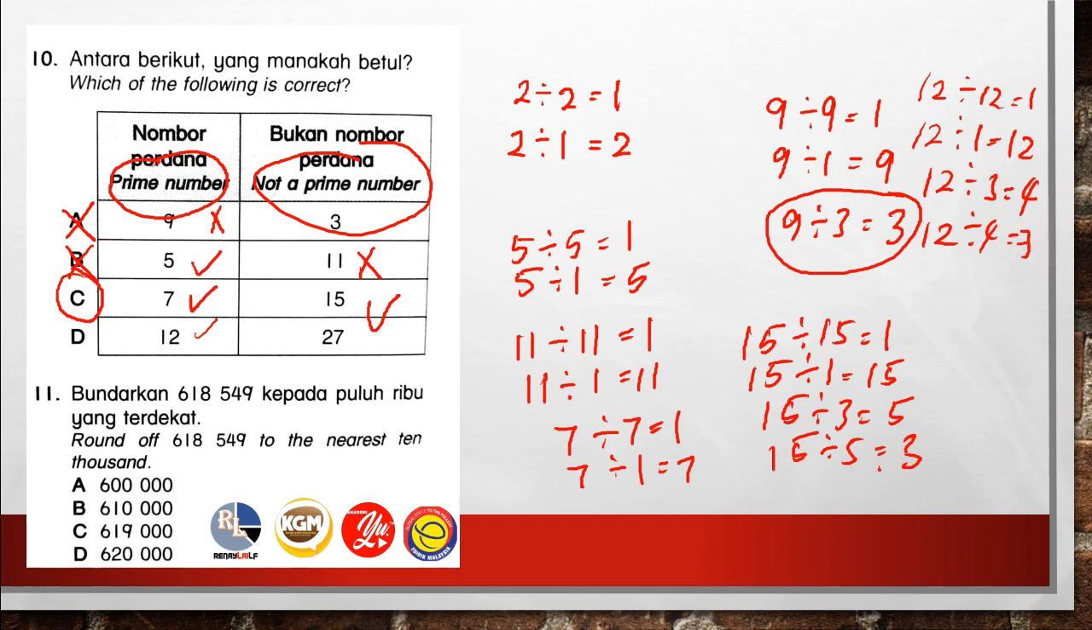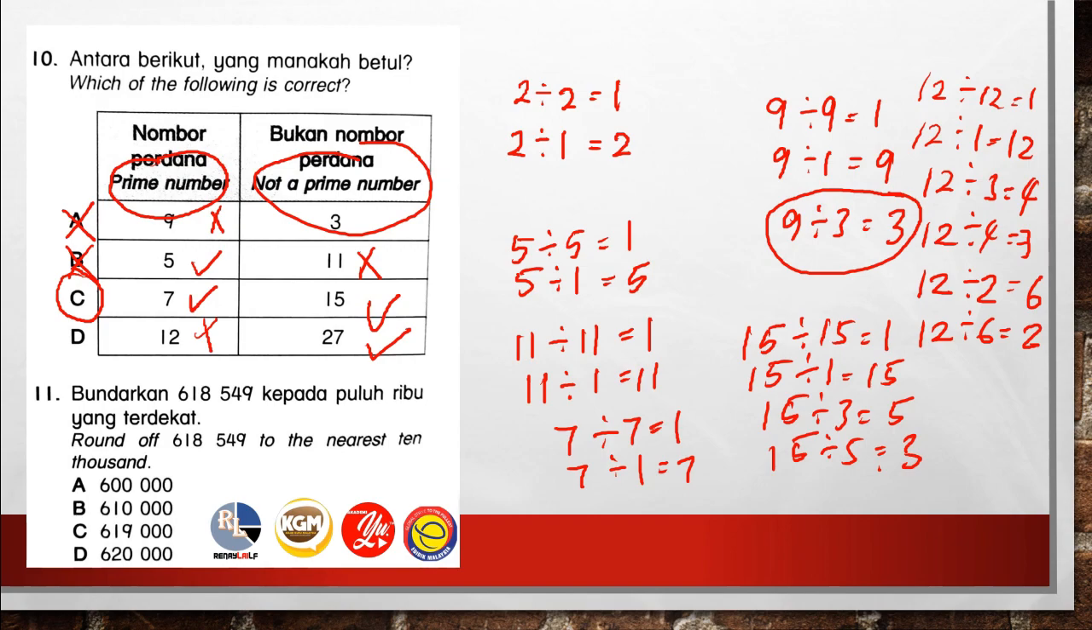If you want to find more answers, 12 can also be divided by 2. You get the answer 6. 12 can be divided by 6. You get the answer 2. Alright, so definitely 12 is not a prime number. D is already wrong. 27 not a prime number is correct, because 27 can be divided by 3, can be divided by 9. Alright.